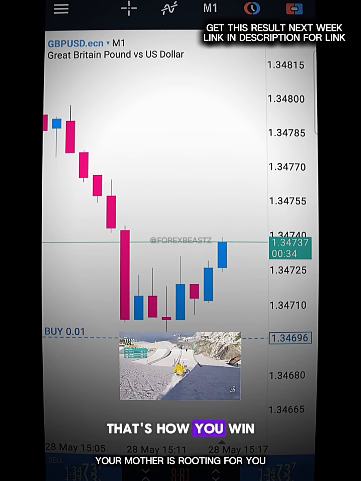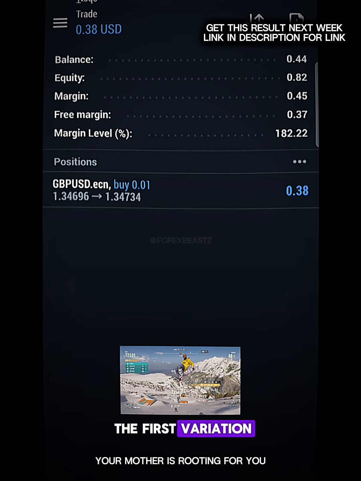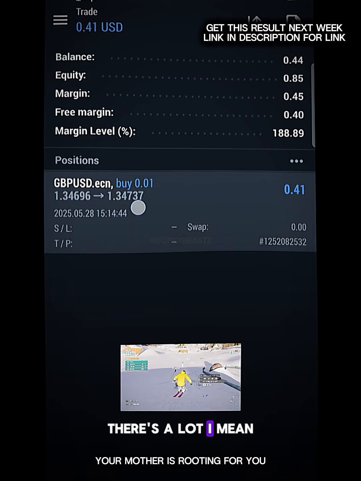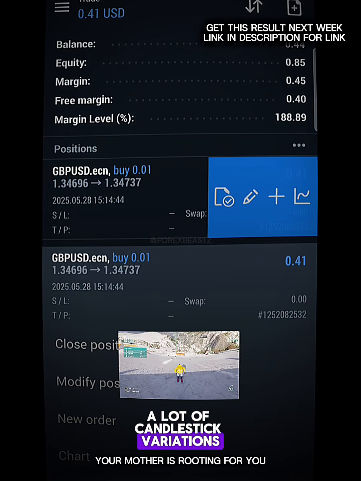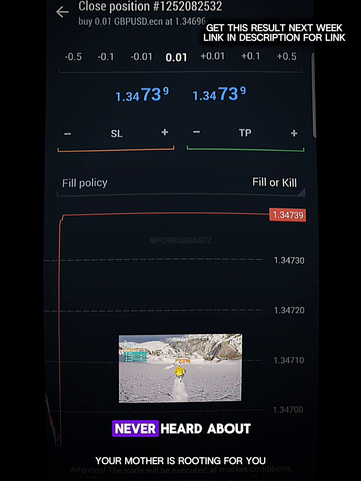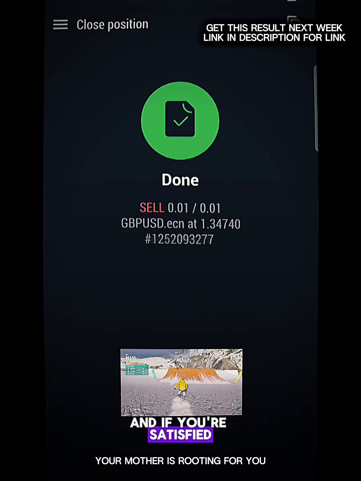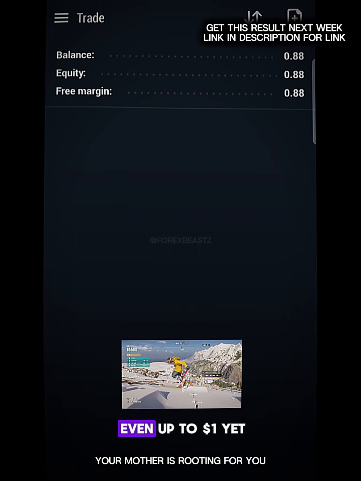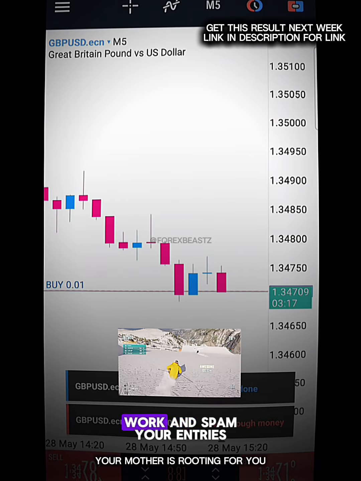That's it. That's how you win. And this is just the first variation. There's a lot of candlestick variations that most people have never heard about, and if you're satisfied with this, you want to close, and we are never up to $1 yet. So get back to work and spam your entries.